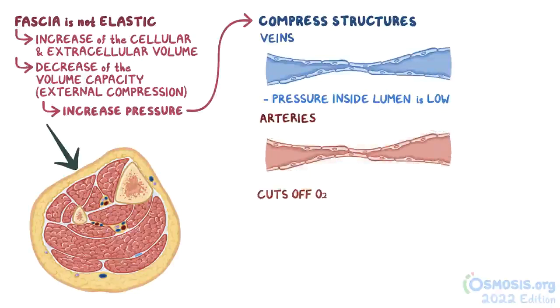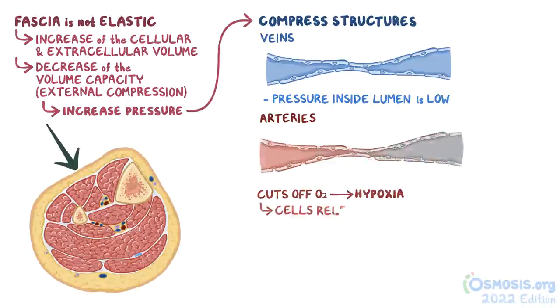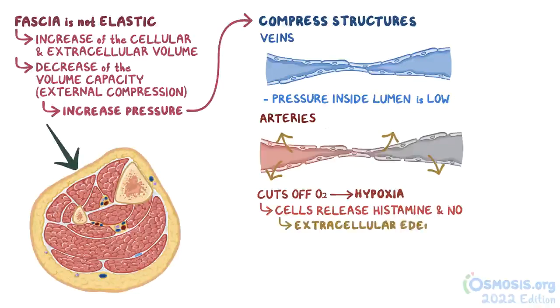This cuts off the oxygen supply and hypoxia develops, which causes cells to start releasing substances like histamine and nitric oxide. These substances cause capillaries to become leaky, so fluid leaks out, causing extracellular edema that further increases intracompartment pressure.